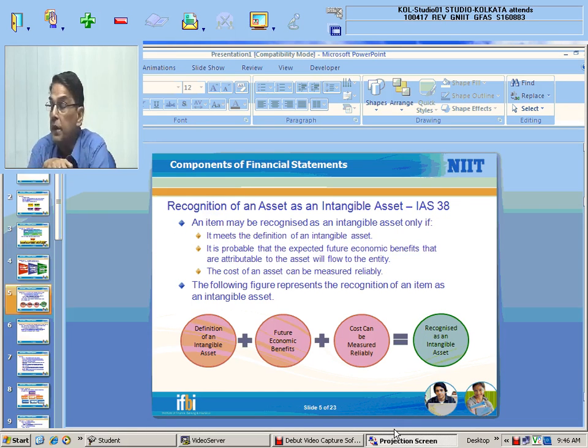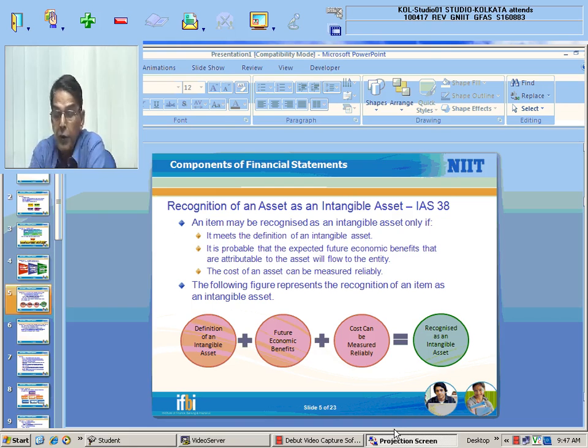Number one, it must meet the definition of an intangible asset, which we discussed earlier. Number two, it is probable that the expected future economic benefits that are attributable to the asset will flow to the entity. And number three, the cost of the asset can be measured reliably. So the definition of the intangible asset must be met, future economic benefits should be probable, and cost can be measured reliably. Only then will it be recognized as an intangible asset in the financial statements or books of the entity.